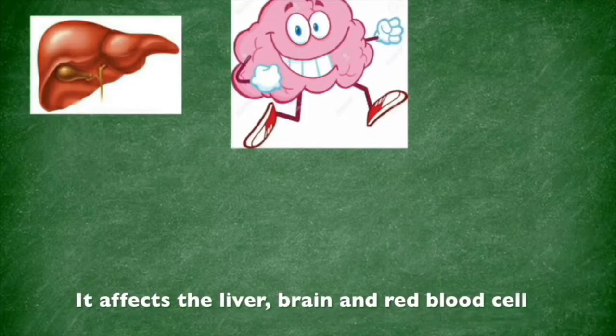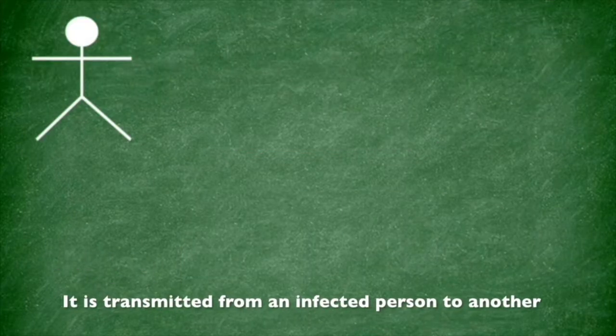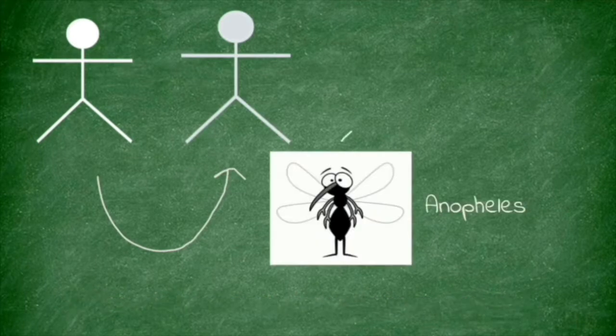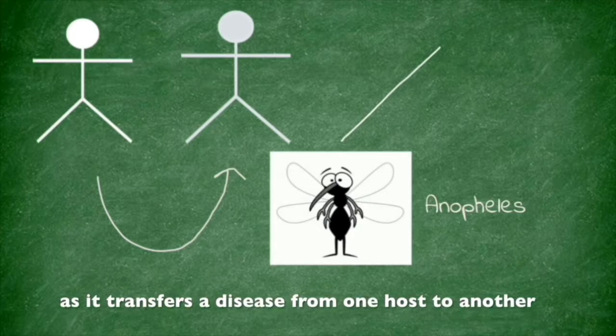It affects the liver, the brain, and the red blood cells, causing pain, shivering, sweating, and anemia. It is transmitted from an infected person to another by blood-sucking mosquitoes of the genus Anopheles. The female mosquito feeds on blood, while the male mosquito feeds on plant juices. Thus, the female mosquito is described as the vector as it transfers disease from one host to another.